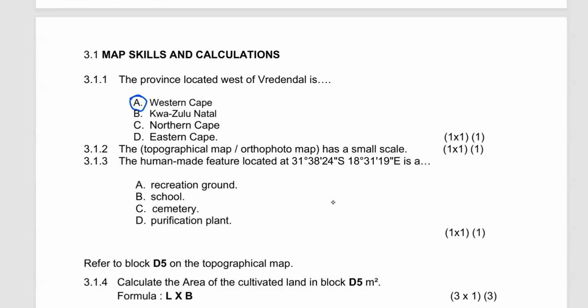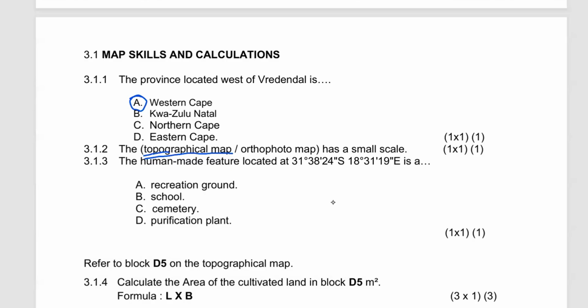Right. The topographical map or orthophoto map has a small scale. When we talk of scales of maps, we talk of large scale and small scale maps. A small scale map covers a wide area but shows less detail, while a large scale covers a small area and shows more detail. So a topographical map is a small scale, 1 to 50,000, compared to 1 to 10,000, which is a large scale map.